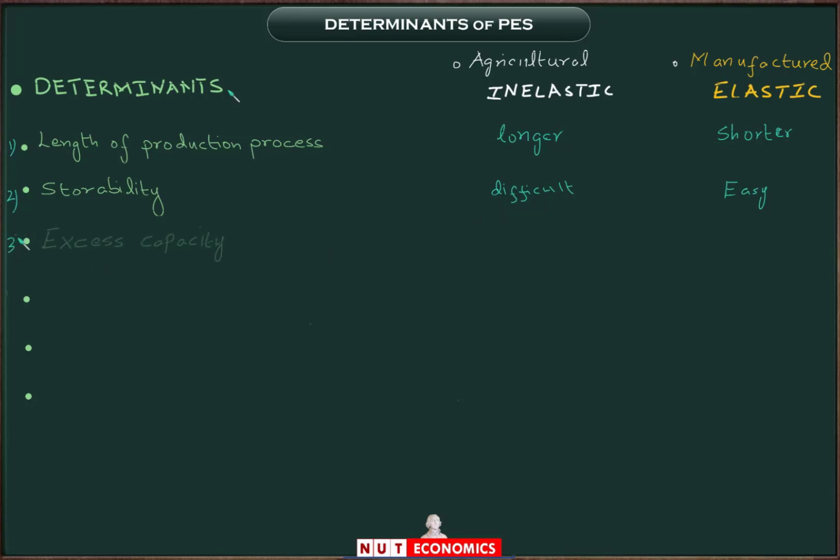Then the next determinant of PES that you need to know about is the availability of excess capacity. Now, some of you may know what excess capacity means, but let me just explain it over here. So let's assume there is a factory over here. So let's draw a few chimneys. So there is a factory. And let's assume it runs the usual working hours of 9 to 5 p.m.